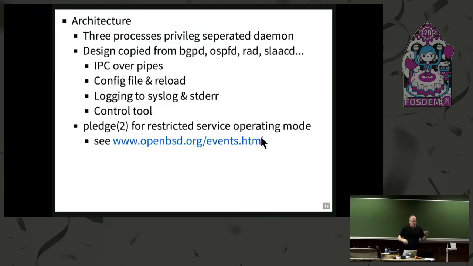The architecture: we want to run this always, so we need to get this secure. We're following the standard OpenBSD privilege-separated daemon architecture, which mostly consists of 3 processes. We have this design in multiple daemons already, and using that template, it gives us IPC over pipes with structured data. We don't need to reparse it. It gives us a config file where the grammar is very similar across the daemons, so people are already familiar with the config language. It also gives you a logging framework where it logs to syslog, or if you run it in the foreground, it will automatically log to standard error, and the CLI tool.